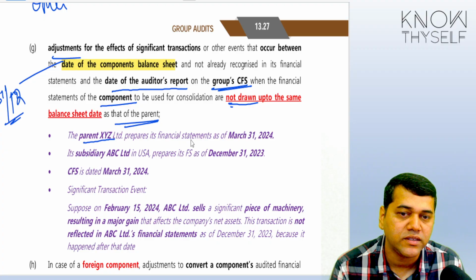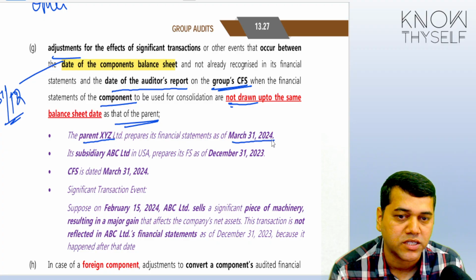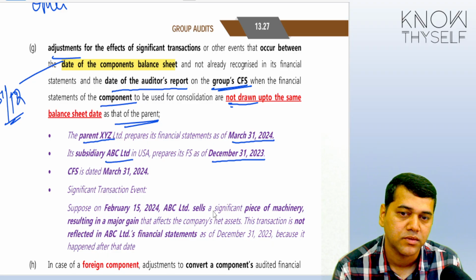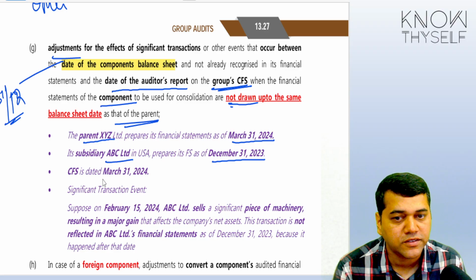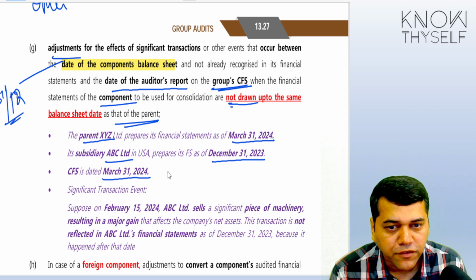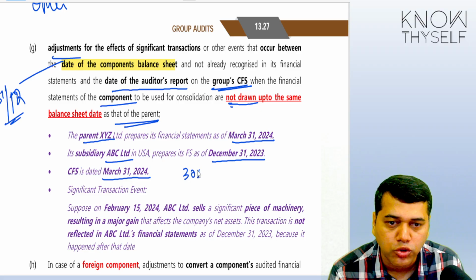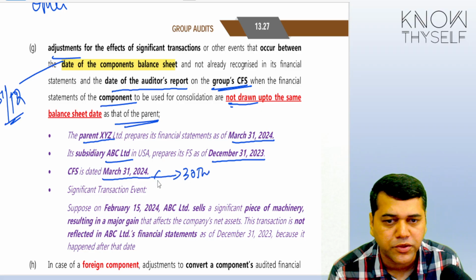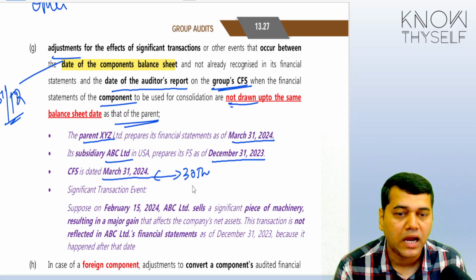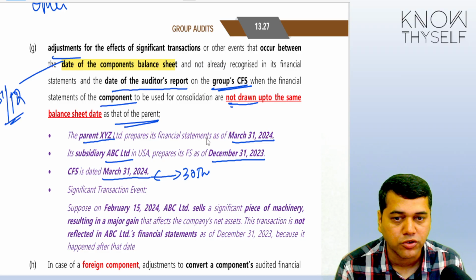The parent XYZ prepares the balance sheet on 31st March, but the subsidiary is going to prepare the balance sheet on 31st December. Now the CFS is dated 31st March 2024. Now you are going to verify; your report may be on 30th July. You will verify all the subsequent events happening for the parent up to 30th July, and if it requires disclosures, you will give the disclosures.